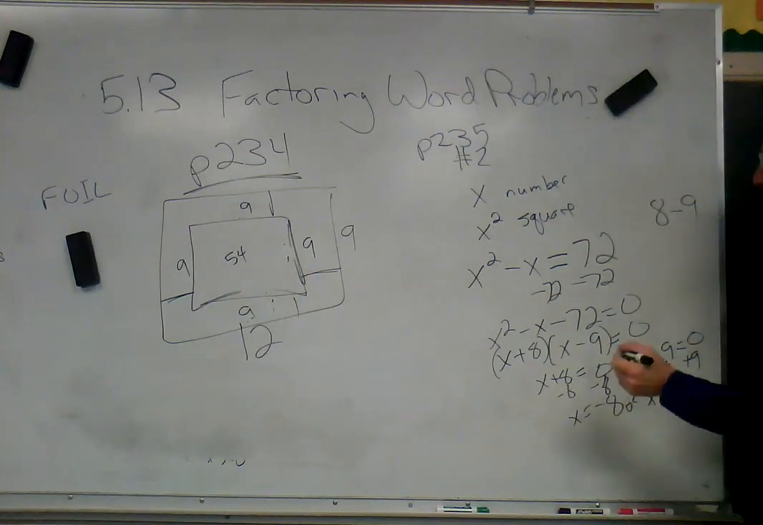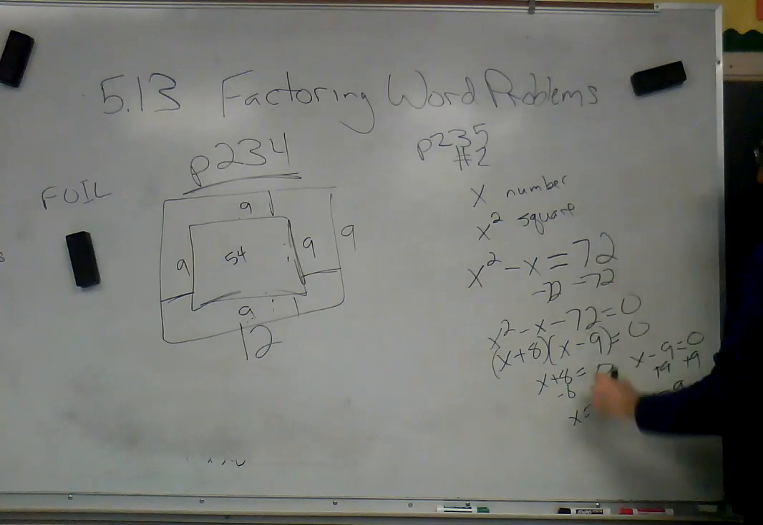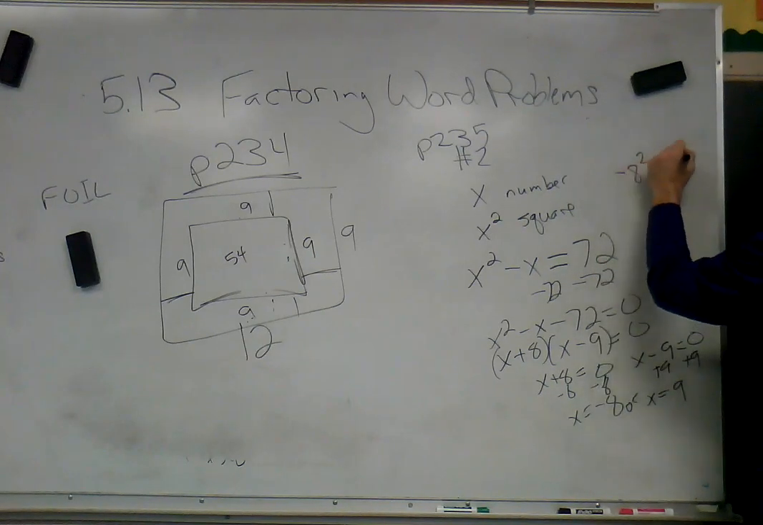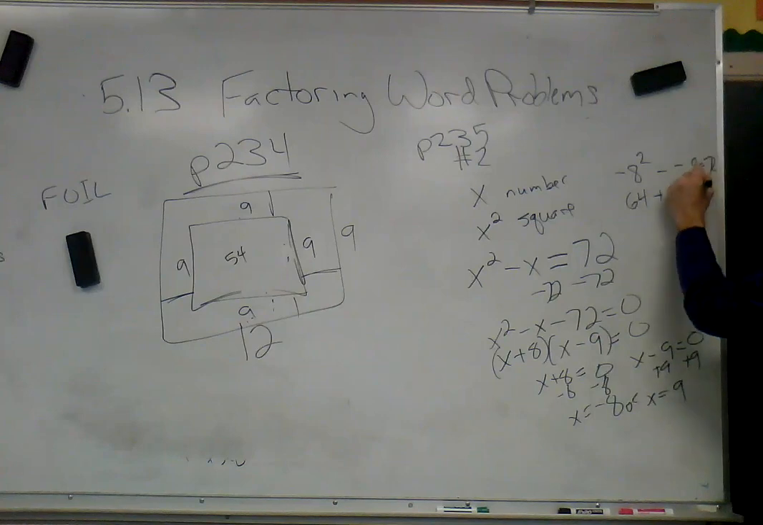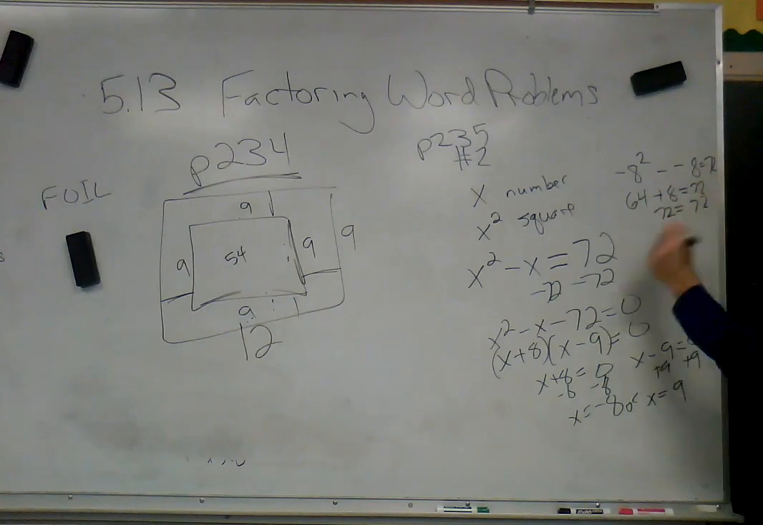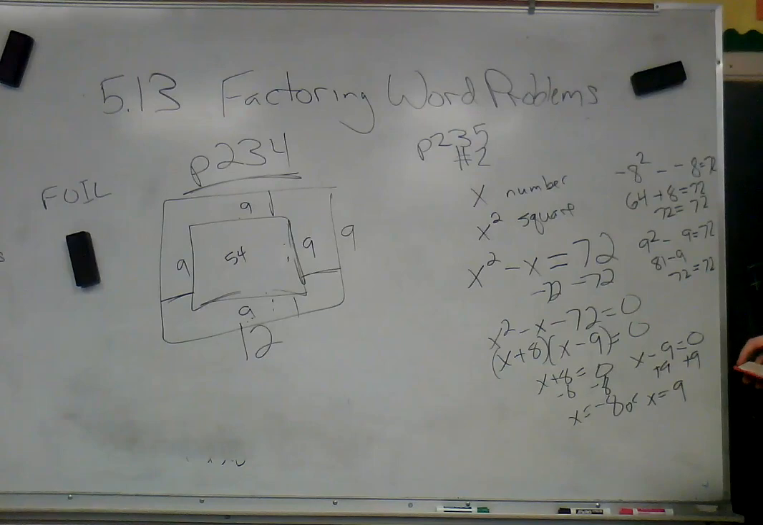So again, let's go back and check them just to make sure. So x, if we choose negative 8, squared minus negative 8, 64 plus 8 equals 72. That's true. Let's try it with 9. 9 squared minus 9. 81 minus 9 is 72. So both of them work. Okay. 3 halves is 1.5. 9 did not work because it was not a solution.